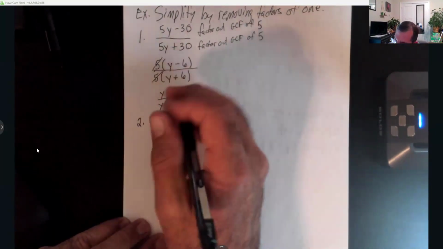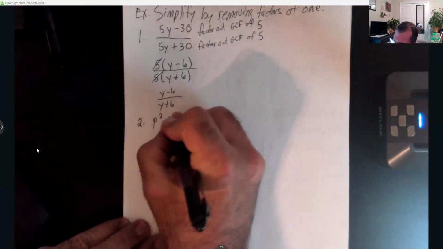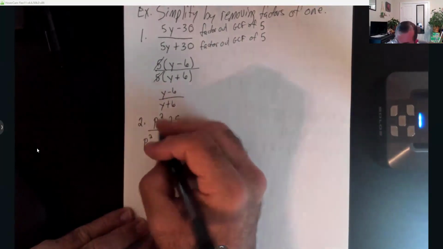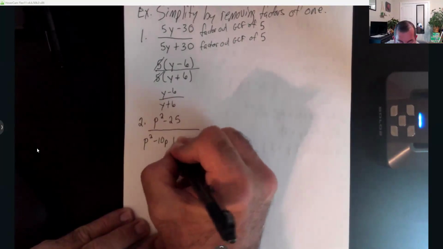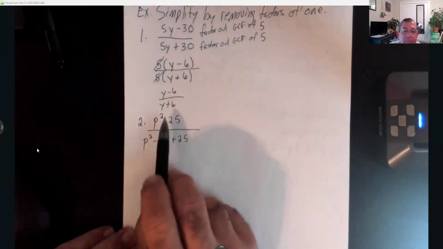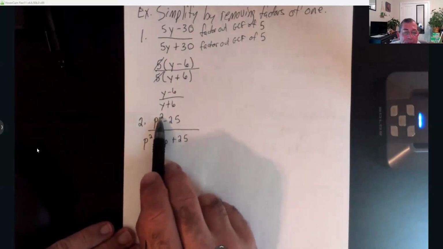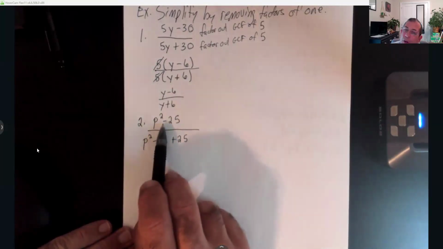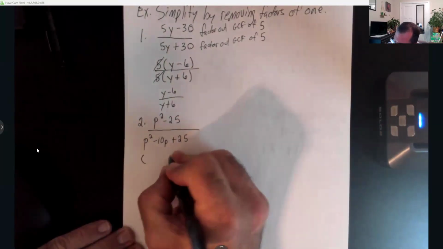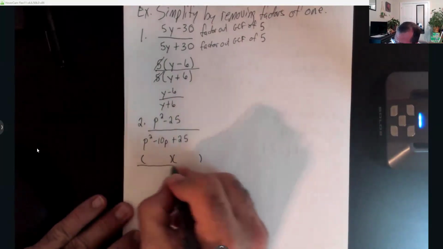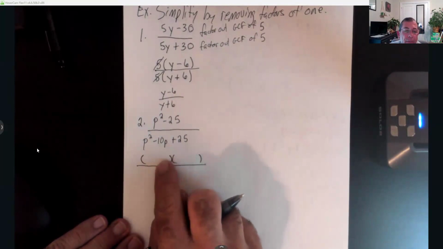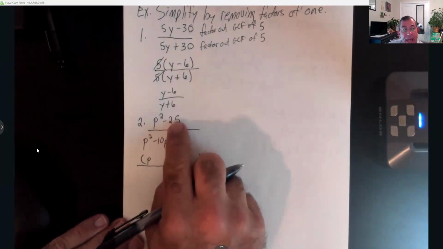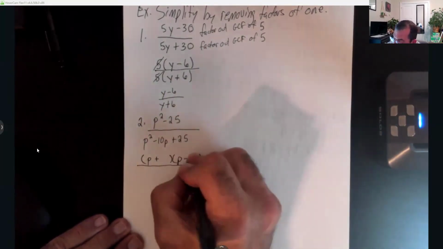factors like this, okay? All right, p squared minus 25 over p squared minus 10p plus 25. So the top, you've got a p squared and a number. Now, if I was solving this, I would do the square root stuff, but they want me to factor this. So p squared minus 25 factors into conjugate pairs. You've got a p and a p. The last number's negative, so one's plus and one's minus.